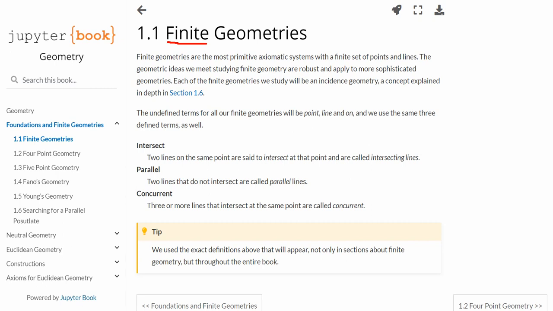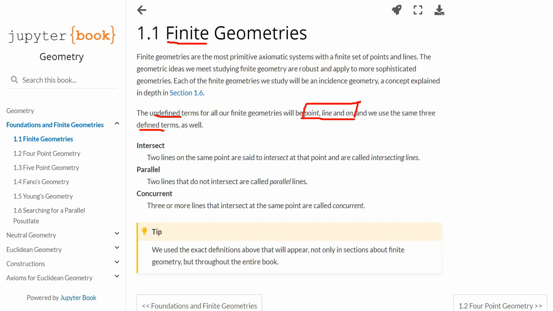So as we go forward, we are always going to have the same defined terms and the same undefined terms. We're always going to have point, line, and on as our undefined terms. And the word on, in other words, a point can be on a line or a line can be on a point. Right? It's the idea of intersection. It's an incidence idea where things come together. And those are our undefined terms.